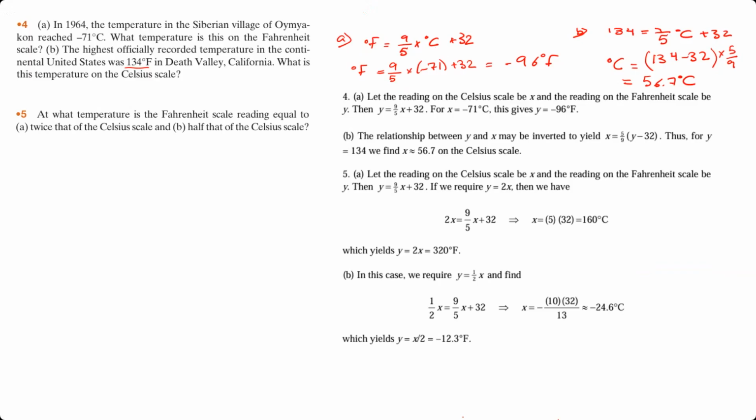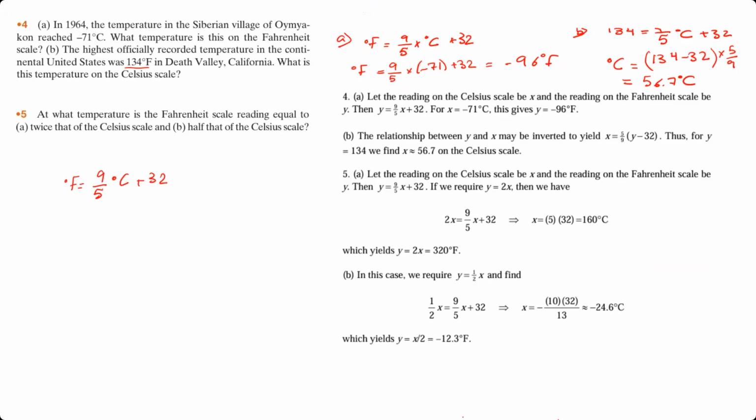No. So be careful. What I did, let me just write it down again. I kept the same conversion, the same formula, because usually we give you how to go from degree Celsius to degree Fahrenheit. That's the unit that is given to you. Makes sense? Can you see my notes?